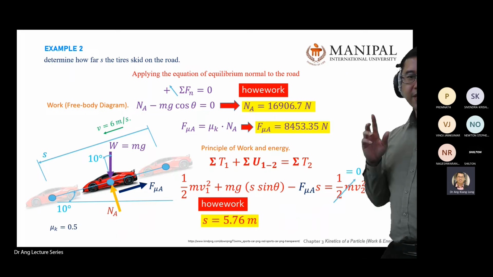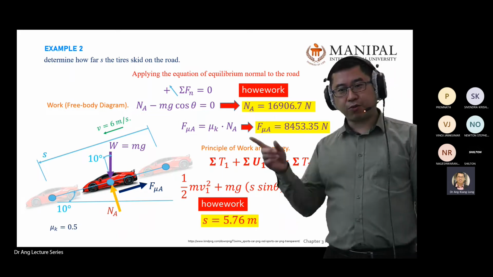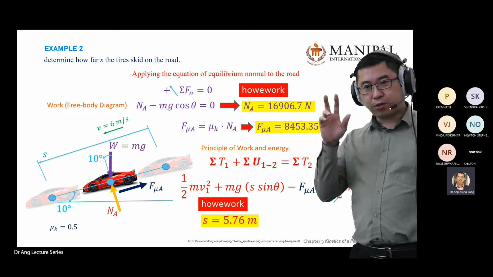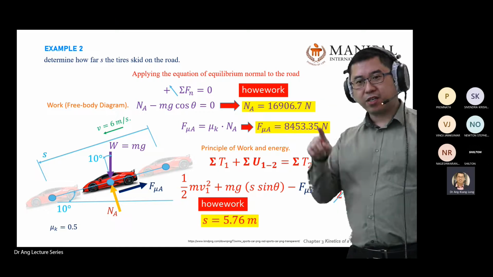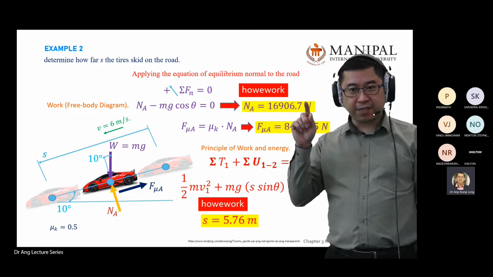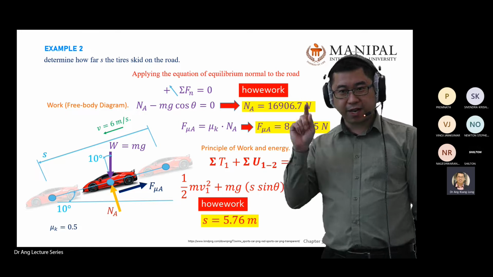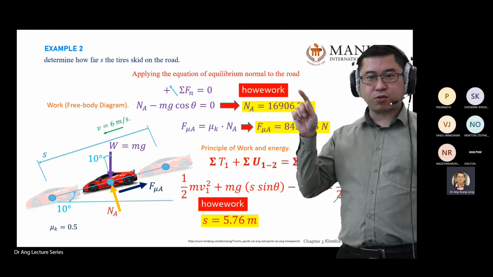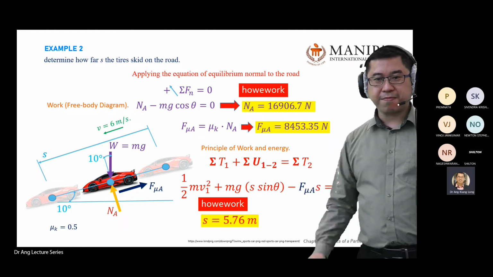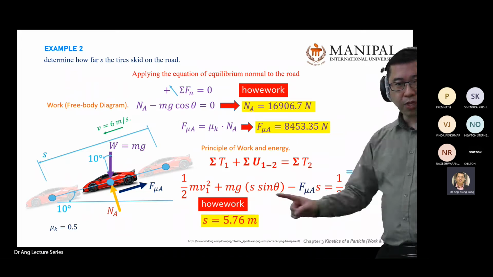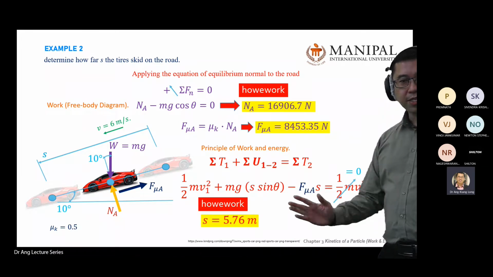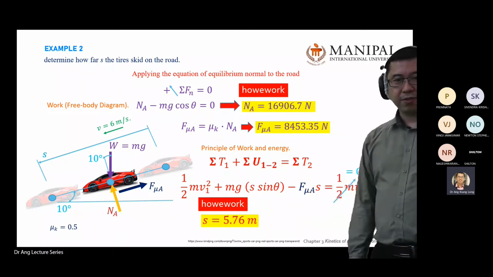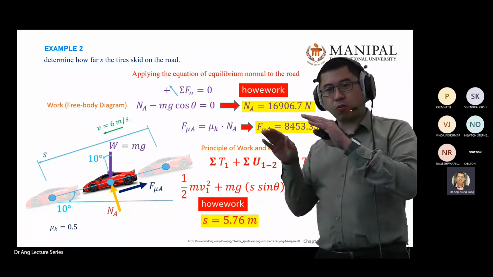Be careful. If the question asks you about time, then you need to go back to chapter 1 section where you need to use the Newton equation: U equal to U naught plus half AT square, or V square equal to U square minus 2AS, and so on, right? So be careful. This question does not ask about time. This question asks about displacement, S. And displacement is one of the components you calculate work.